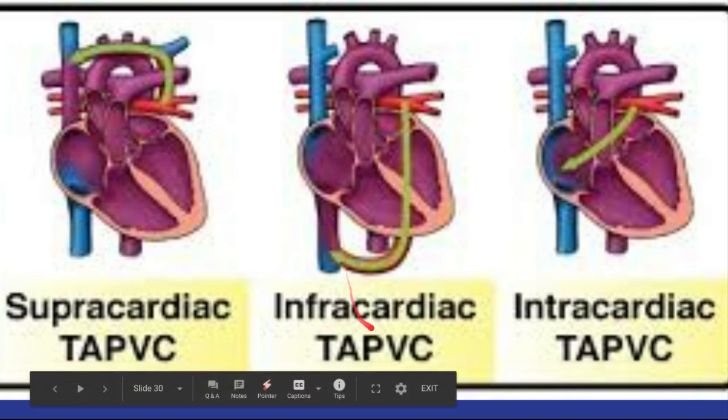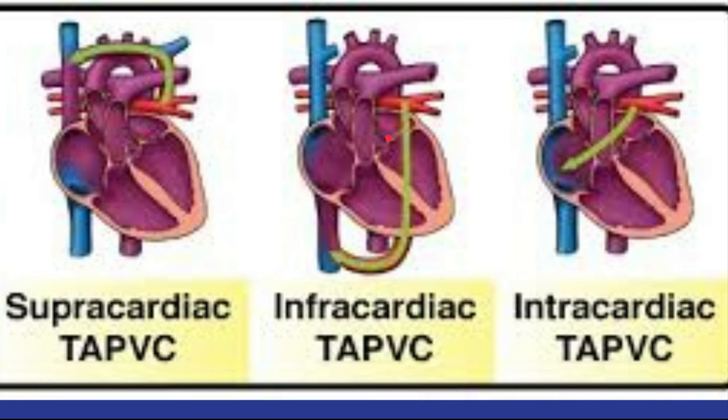So infracardiac TAPVC is mostly associated with obstructed TAPVC and presents early in neonatal life with deep cyanosis, and supracardiac TAPVC may present without cyanosis and present with CHF after 4 to 6 weeks of life, like a large ASD. The X-ray of supracardiac TAPVC will show a figure of 8 or snowman appearance.